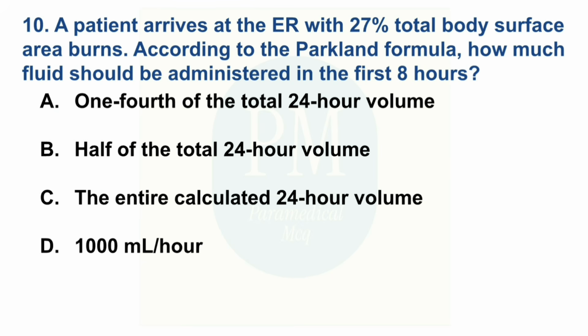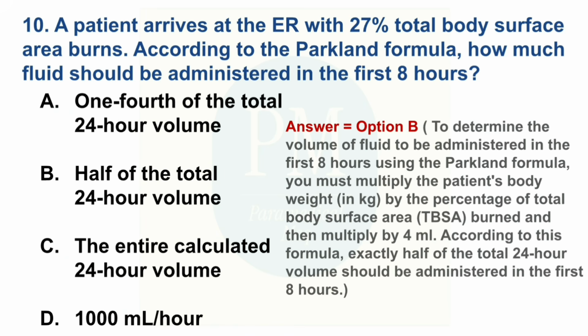A patient arrives at the ER with 27% total body surface area burns. According to the Parkland formula, how much fluid should be administered in the first 8 hours? Option A, 1/4 of the total 24-hour volume; option B, half of the total 24-hour volume; option C, the entire calculated 24-hour volume; option D, 1000 ml per hour. The correct option is option B, half of the total 24-hour volume.